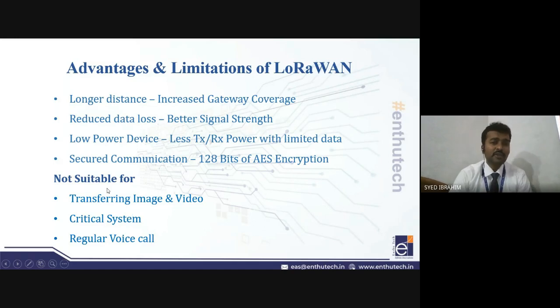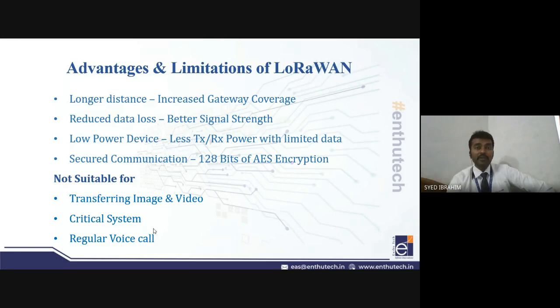But still, it is not suitable for applications where we need image and video transfer. We cannot do it with LoRaWAN. And regular voice call, you know what it is. But critical systems, coming back to this, are something we should think about, because if we are able to introduce LoRaWAN into critical systems, it will be a very big achievement. But we don't want to risk it, because critical systems mean dealing with lives, like maybe human lives or animals, whatever.